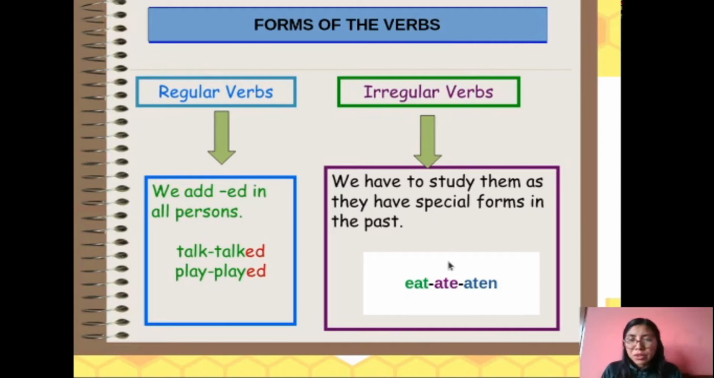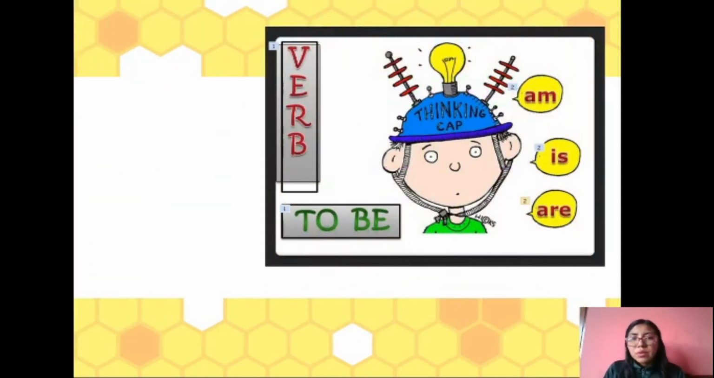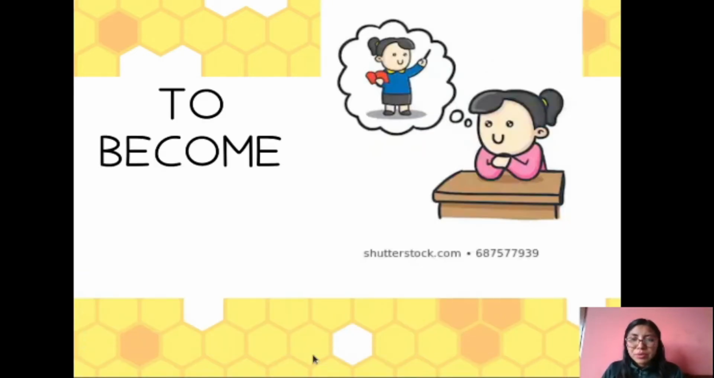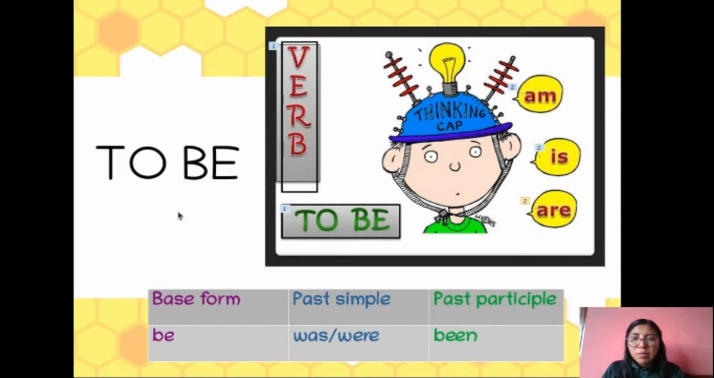So, pay attention. We are going to start with the verb to be, okay? Pay attention. That is an irregular verb. So irregular. Este es un verbo demasiado irregular. Okay. Pay attention here. We have the verb to be. That is the infinitive form. To be. That is the base form. Be. The past simple was and were. Remember, we are going to use that according to the subject, okay? And the past participle been.